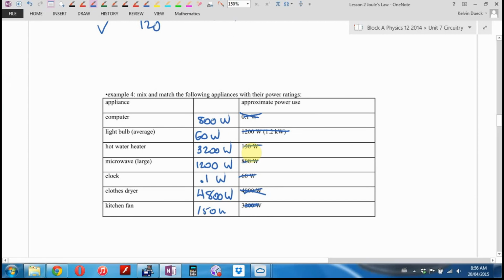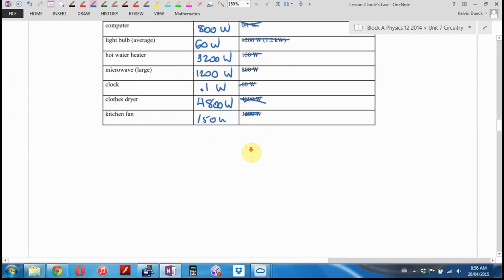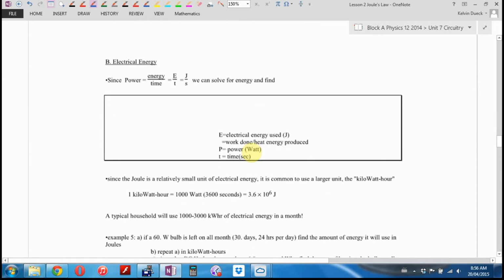Gives you an idea of what's big and what's small. In fact, now let's talk about energy use. This is what BC Hydro charges you or your parents once you move out and start paying your electric bill. BC Hydro charges you not for how many watts, but for how much energy you use. And since power is energy over time, that means energy is power times time.